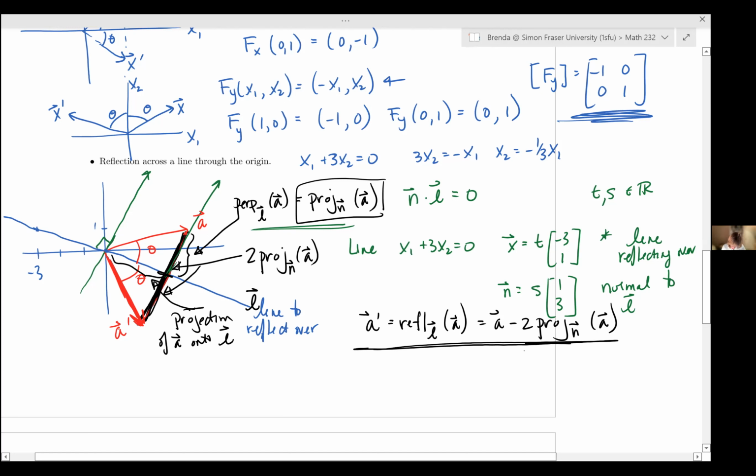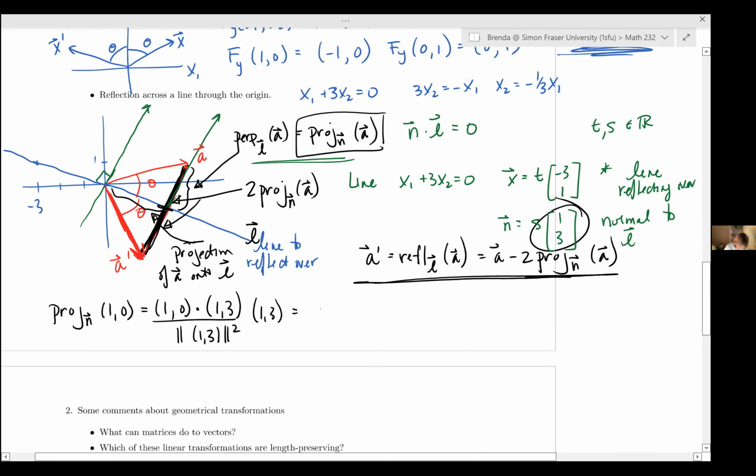What I'm going to do is take the projection onto N, onto my normal line, of 1, 0. We know how to do this. That is 1, 0 dot 1, 3, that is N, 1, 3, divided by the norm of 1, 3 squared times 1, 3. And I make that calculation, and I get 1/10, 3/10.